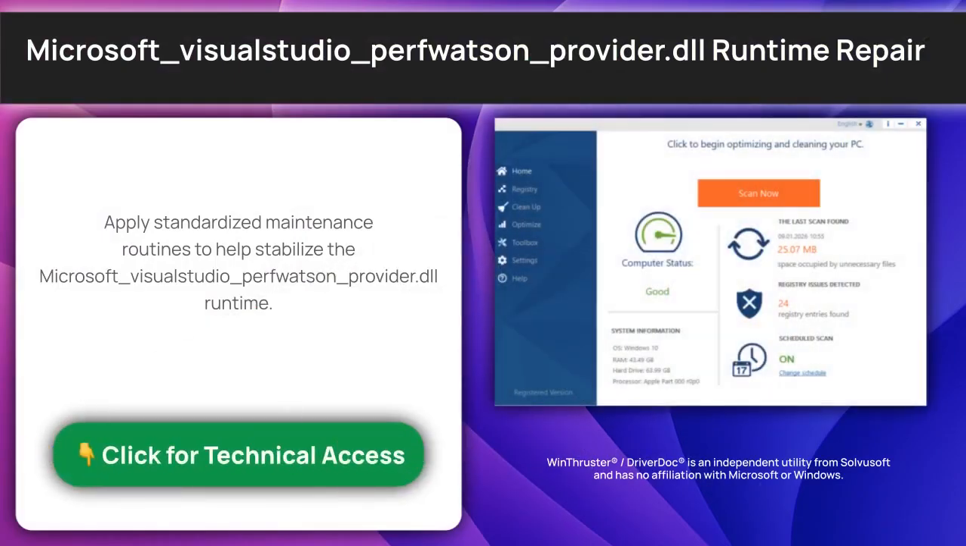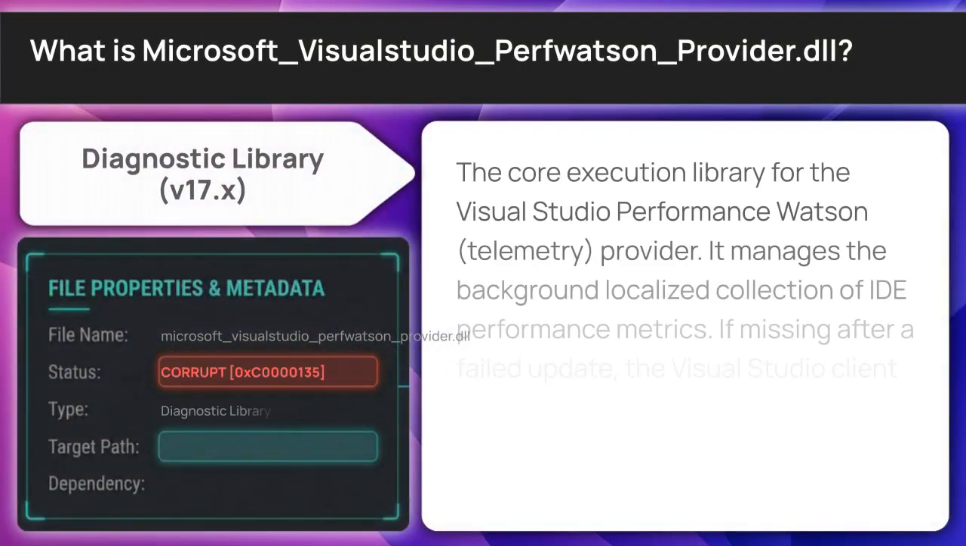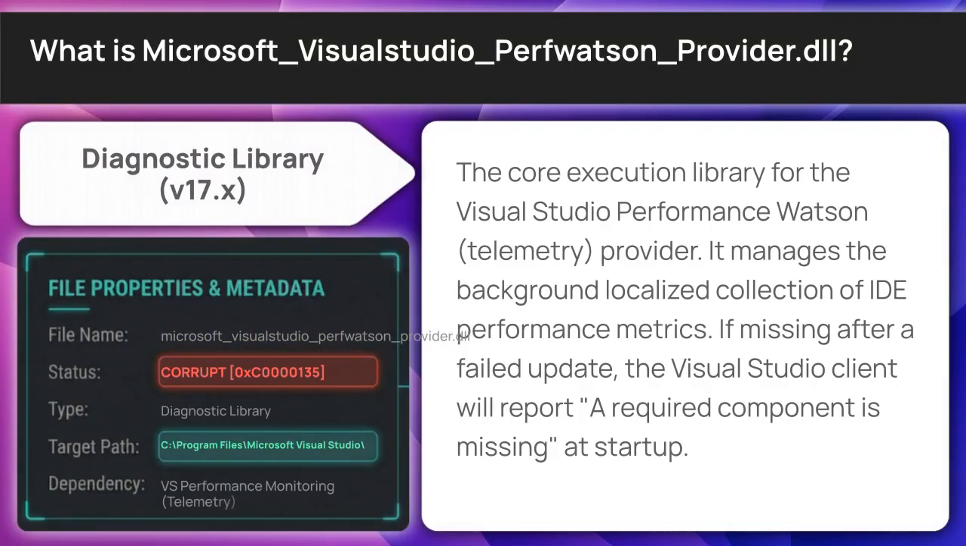This is the Microsoft Visual Studio Perf Watson Provider, the core execution library for the Visual Studio Performance Watson Telemetry provider. It manages the background localized collection of IDE performance metrics. If missing after a failed update, the Visual Studio client will report a required component is missing at startup. Now let's get this fixed up.